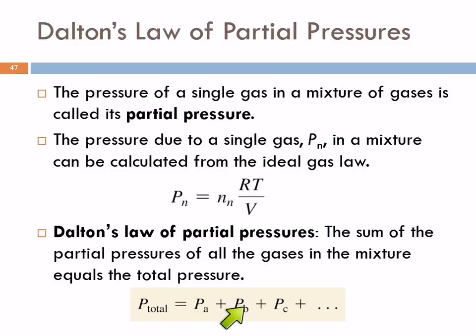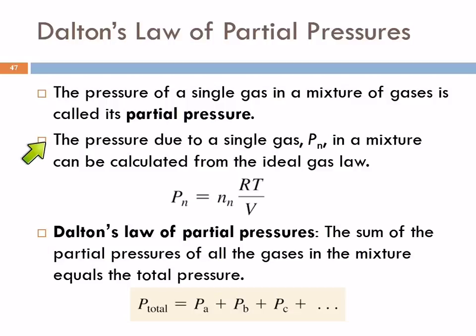Each gas exerts its own pressure. The total pressure exerted by the mixture is the sum of the partial pressures of each of those gases. And this is known as Dalton's law of partial pressures. And this is the same Dalton, John Dalton of Dalton's atomic theory.